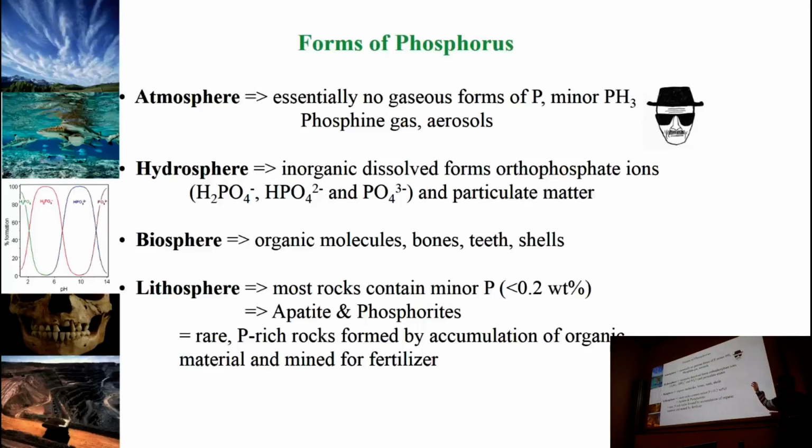The hydrosphere, so basically the oceans and lakes and rivers and stuff like that, we have these inorganic forms of phosphorus: phosphoric acid, hydrogen diphosphate, and just plain old phosphate. And then in the biosphere, phosphorus is taken up into all of these organic compounds. So it basically forms part of cell walls.